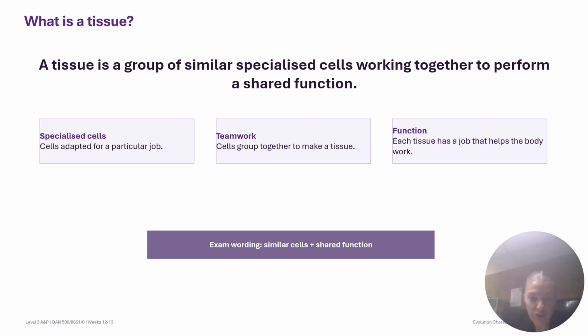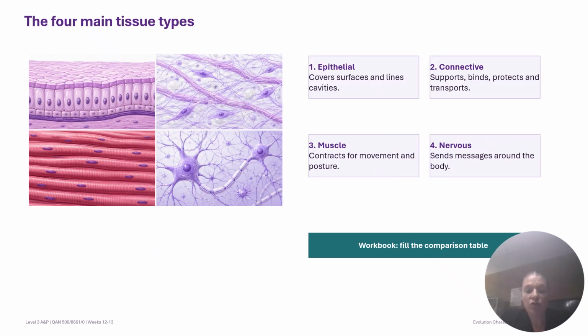So we have these specialized cells, they then work as a team, and then we have the function. Our four main tissue types: epithelial, connective, muscular or muscle, and nervous. They all play a lot of parts within the functions of how the tissue develops and what that does in what we feel, how they react to everyday life.